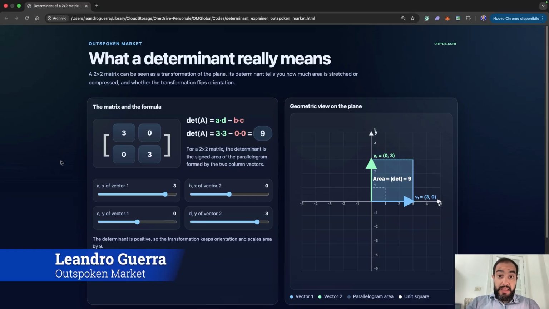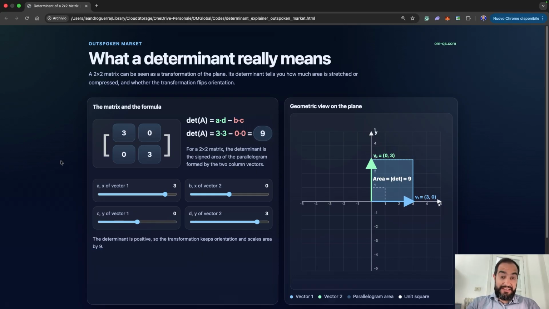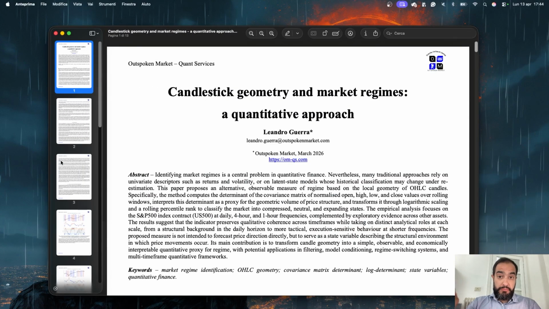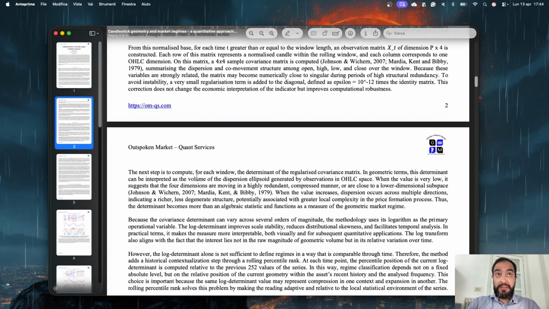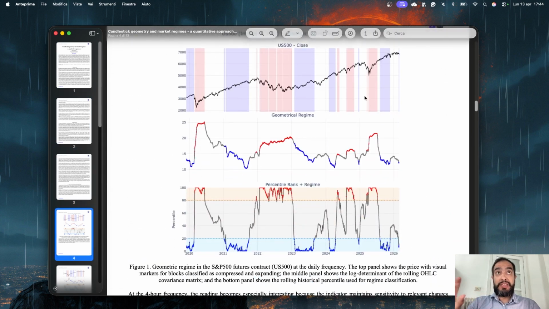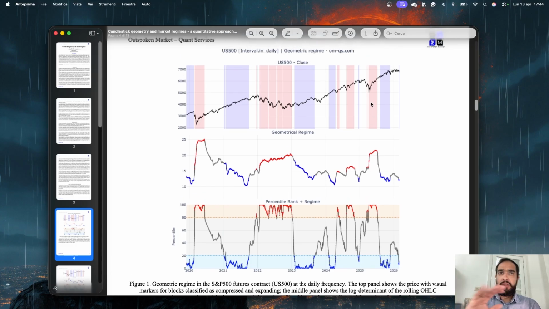Can you believe that the determinant of a matrix can be used in trading? Yes, believe me, you can use it. Back in March this year, I published a paper entitled Candlestick Geometry and Market Regimes, a Quantitative Approach. The key idea of this paper is to use the determinant of a matrix to help us in measuring the regimes of a particular security. And it works pretty well in any kind of market.